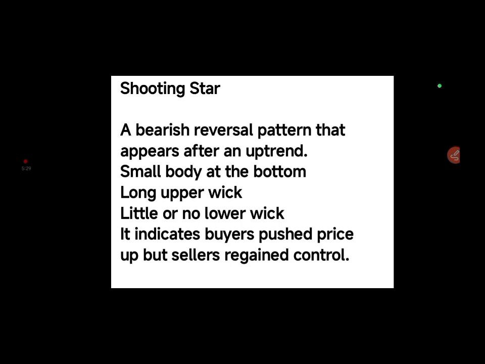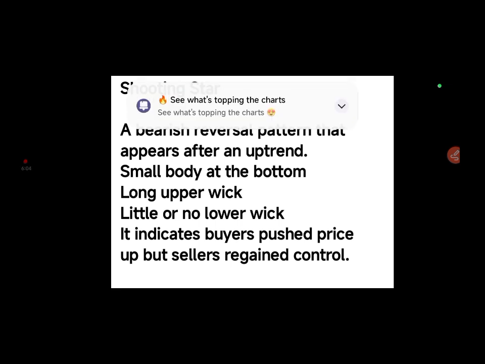Can you see now? So it is a bearish reversal pattern. Bearish means sell. Can you see now? Bearish means sell. Whenever you hear bearish, it means sell. It's talking about seller. And they now said this shooting star is a what? A bearish reversal pattern that appears after an uptrend. It has a small body at the bottom, long upper wick, little or no lower wick. It indicates buyers push price up, but sellers regain control. Can you see now? It was the activities of the seller after the buyer have pushed price to a resistance.